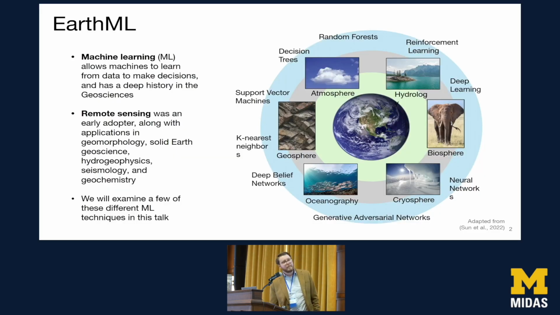Okay, so EarthML. As we all know, machine learning is a data-driven approach to learning how to make decisions. Remote sensing has been a huge and early adopter of this, but when we're thinking about Earth systems in general, machine learning has been used for a long time across all sorts of disciplines, from the atmosphere, hydrology, biosphere, cryosphere, et cetera, with very rich and very powerful tools like random forests and neural networks that we can use across these disciplines. We're going to explore some of these ideas today, but for time, I'm really going to focus on my background, which is looking at the atmosphere and thinking about things like clouds and precipitation.